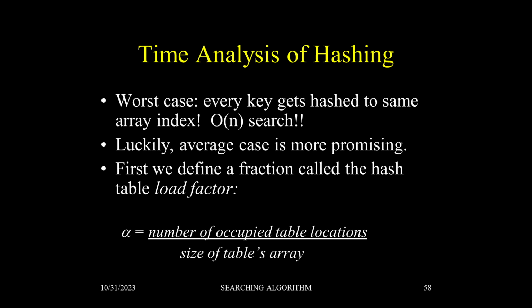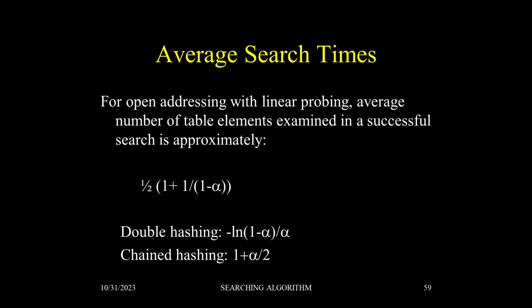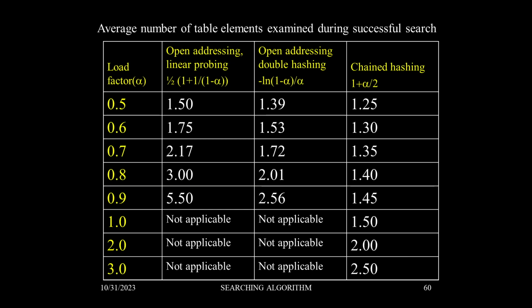Then we define a fraction called the hash table load factor, alpha, which is the number of occupied table locations divided by the size of the table's array. From this we get alpha, and the average search time is equal to half of 1 plus 1 by 1 minus alpha. But in the case of double hashing, it is logarithm of 1 minus alpha divided by alpha, and for chained hashing, it is 1 plus alpha by 2. Anyway, these are things you study in detail when you go for hashing.